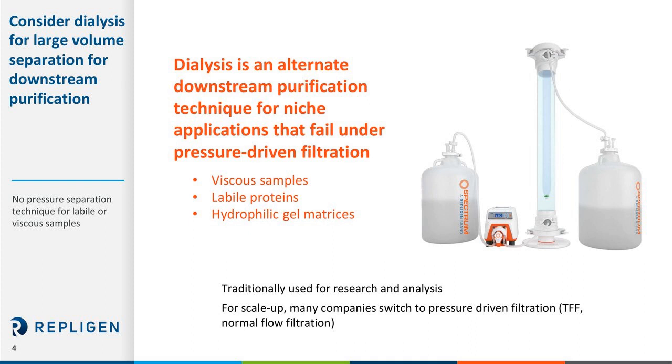There are many different places, but the top three would be viscous samples, things that are simply too thick to pump through a filtration, a labile protein if you have a protein that's subject to shear, or a hydrophilic gel matrix which would form a gel across your hollow fiber filtration membrane.